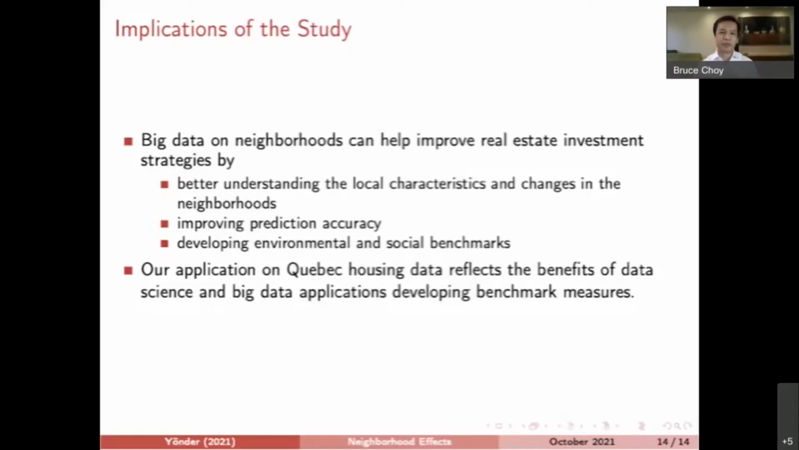Let's start off with Ali first, because I really want to get a practitioner's perspective. As in, how are you seeing machine learning and big data? Are the data scientists finding new opportunities for you and your investment managers? Thank you, Bruce. Thank you for the invitation.